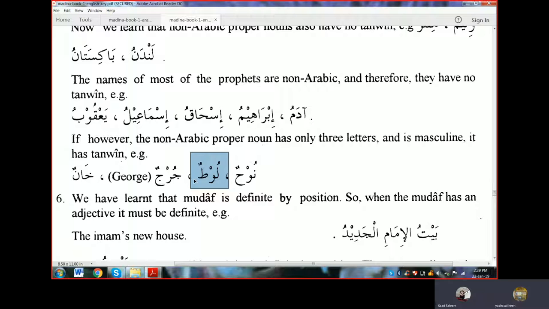Lutun is also the name of a prophet. Jurjun means George, the English name. Khanun, like Genghis Khan.